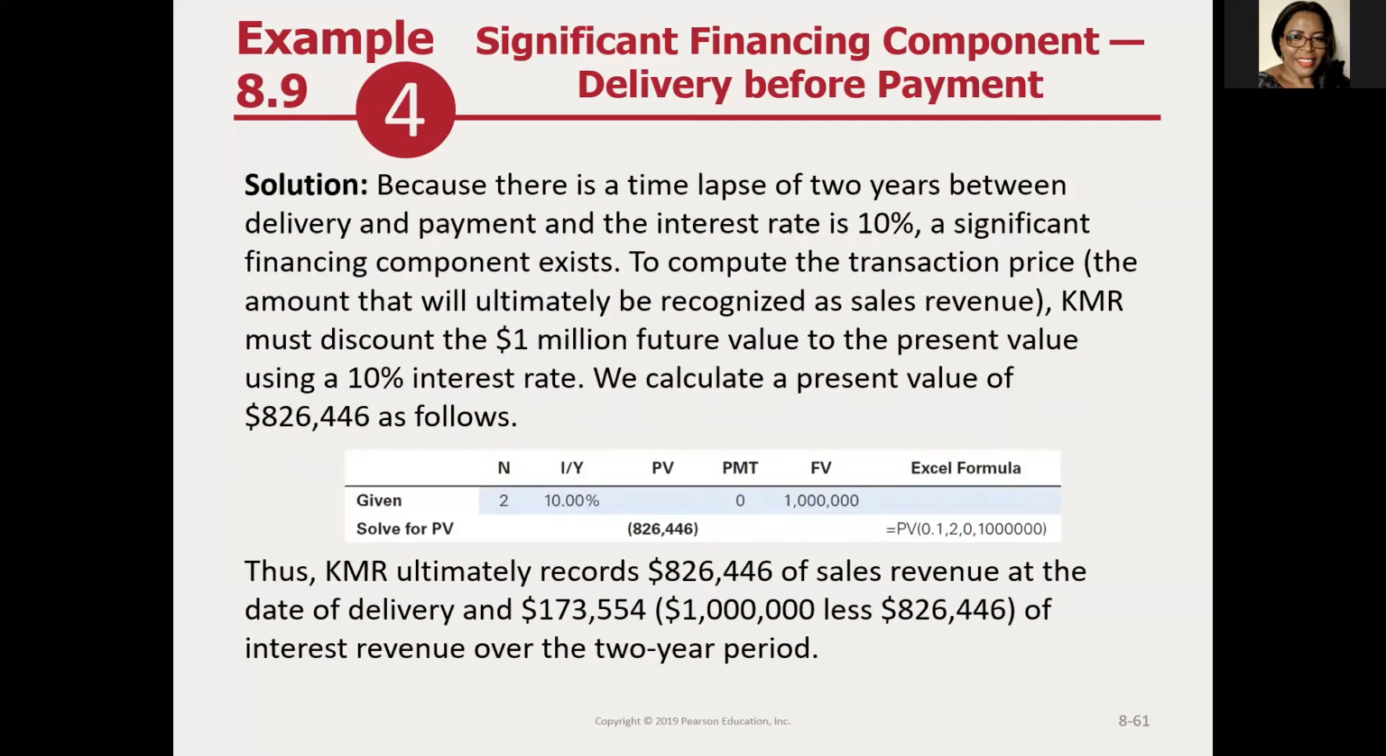Because there's a time lapse of 2 years between the delivery and payment and the interest rate is 10%, a significant financing component exists. To compute the transaction price, which is the amount that will ultimately be recognized as sales revenue, KMR must discount the $1 million future value to the present value using a 10% interest rate. The present value of $826,446 is illustrated in this slide.